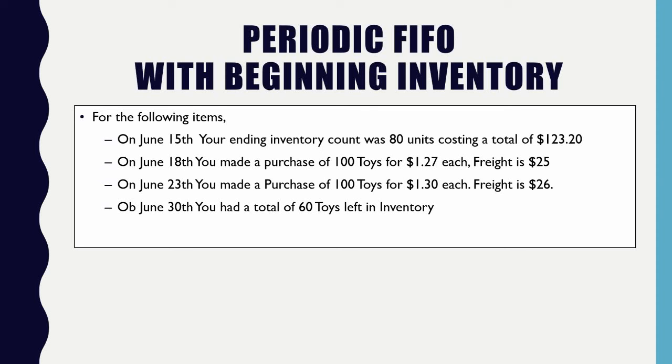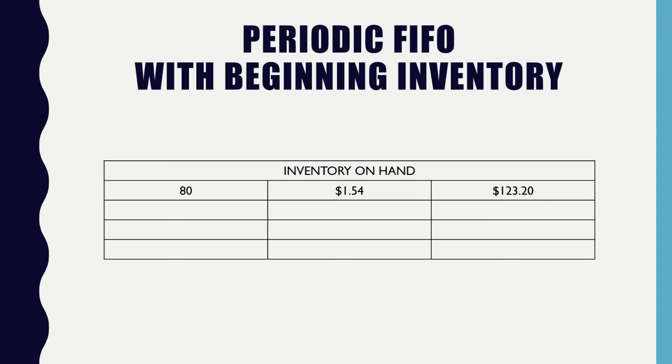So in this case, I have beginning inventory on June 15. You had a total of 80 units at $123.20. Now, if you remember our worksheet, to the far top right, we have inventory on hand. This is where you plug in your beginning inventory. So I have 80 units at $1.54, giving me a total of $123.20.